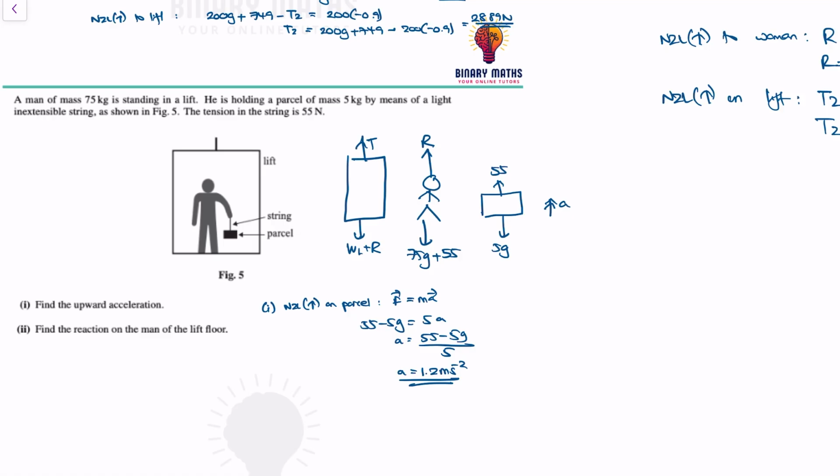Find the reaction on the man of the lift floor. If we apply Newton's second law vertically on the man, then the resultant force is equal to mass times acceleration. It's moving up, which means R minus 75g minus 55 is equal to 75 times 1.2, so R will be equal to 75 times 1.2 plus 75g plus 55. R works out to be 880 newtons.